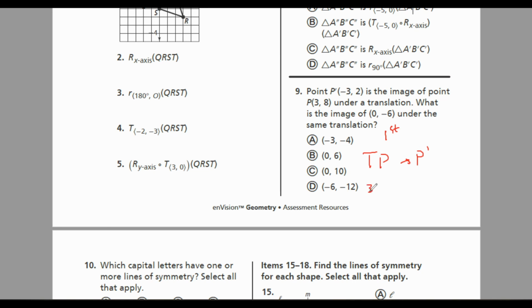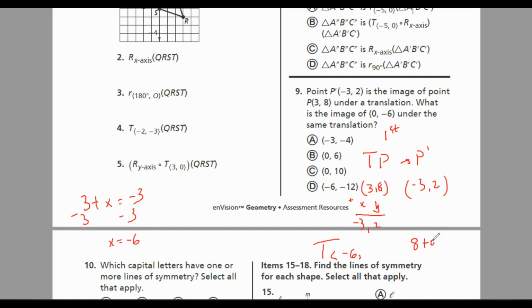So how did I go from 3, 8 to -3, 2? I'm just going to ask myself, plus or minus, actually we can just do plus, x, y, to get to -3, 2. Well, this would be 3 plus x equals -3. Subtract 3 from both sides, x equals -6. So right now, I know my change in x is 6 to the left. And then to do the same here, I would say 8 plus y equals 2. Subtract 8 from both sides, y is equal to -6. So it looks like my translation is just going to be -6, -6.